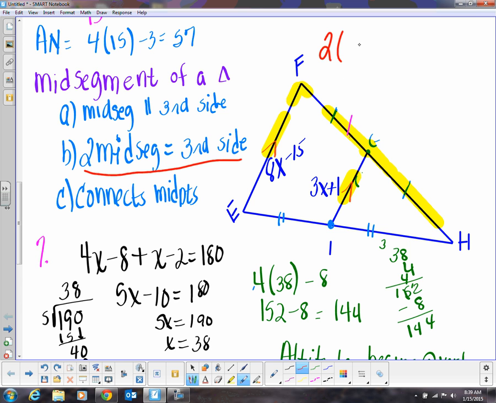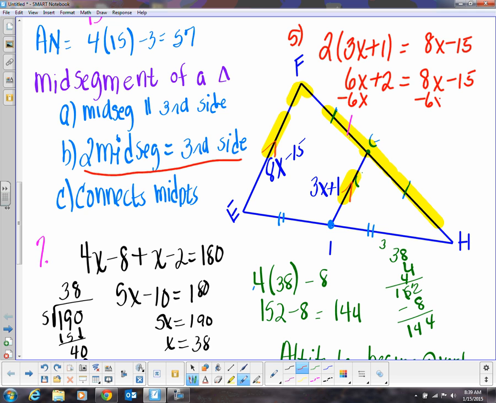What do I double? Yes. And that's going to equal your 8x minus 15. So you'll get 6x plus 2 equals 8x minus 15. This is number 5. If I subtract 6x, I will have 2 equals 2x minus 15. If I add 15, I will have 2x equals 17, or x is equal to 8.5.